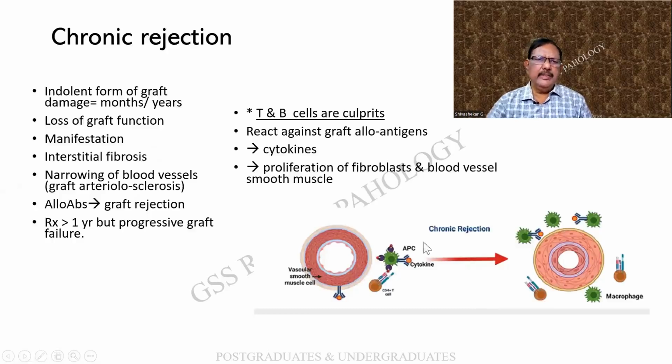Chronic rejection. It is an indolent form of graft damage after several months or years. There is a loss of the graft function. A beautiful word. It is not totally that the graft is destroyed. There is a loss of the function. In fact, a graft rejection itself should be because there is a loss in the function, and a graft itself is made because the original organ has lost its function. The manifestation can be in the form of interstitial fibrosis, narrowing of the blood vessels, arteriolosclerosis, antigen antibody graft reaction, and the treatment more than 1 year, but progressive graft failure can occur.